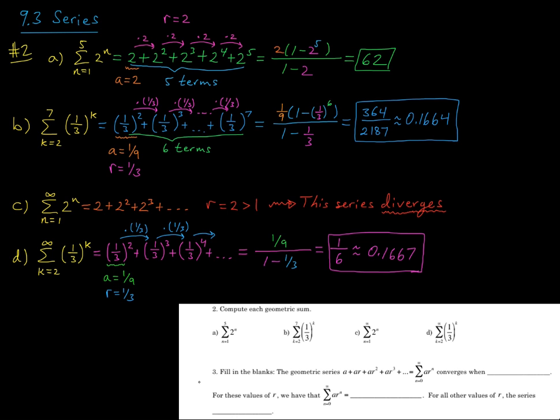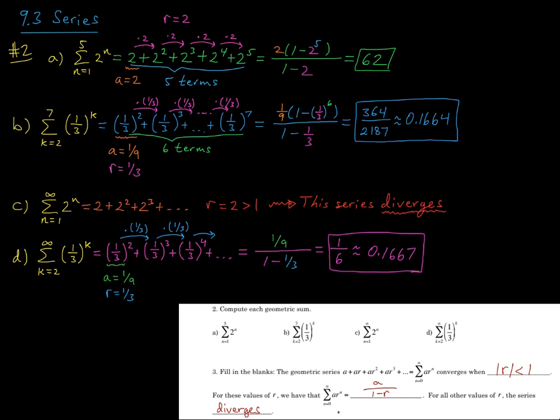Question 3 is a fill in the blank, and it's really stuff we've already discussed, but just to go over it for emphasis, it says the geometric series, a plus ar plus ar squared, and so on, written here as the sum of ar to the n as we let n go from 0 to infinity, will converge when the common ratio r is strictly less than 1 in absolute value. For those values of r, the sum of this convergent geometric series is a, the first term, divided by 1 minus r.